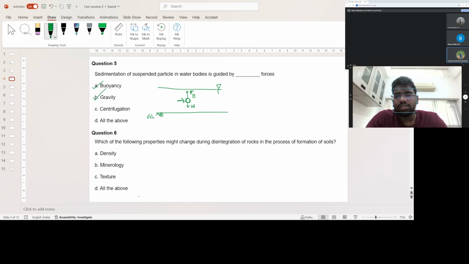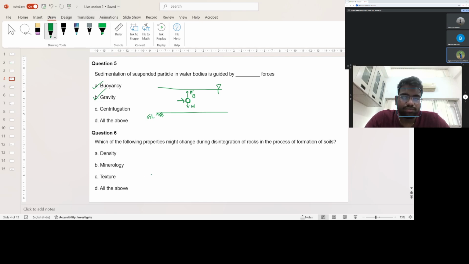Which of the following properties might change during disintegration of rocks in the process of formation of soils? Option A, density. Option B, mineralogy. Option C, texture. Option D, all of the above. My answer is density and texture because disintegration means physical disintegration. So in physical disintegration, mineralogy is not likely to be changed.